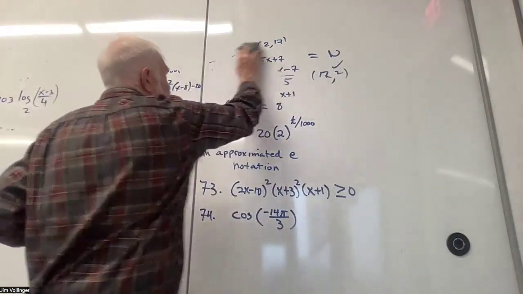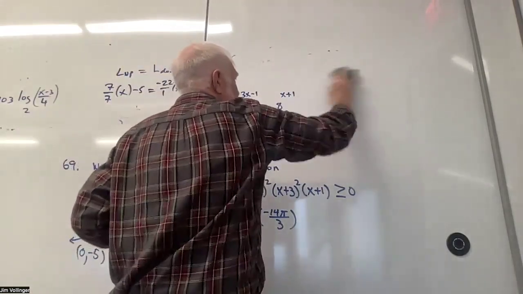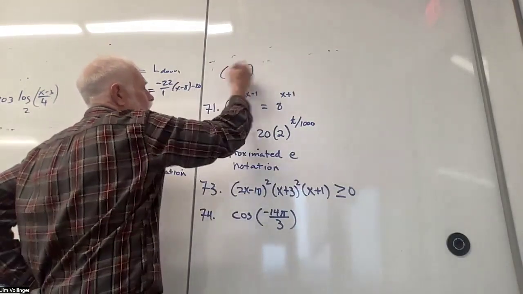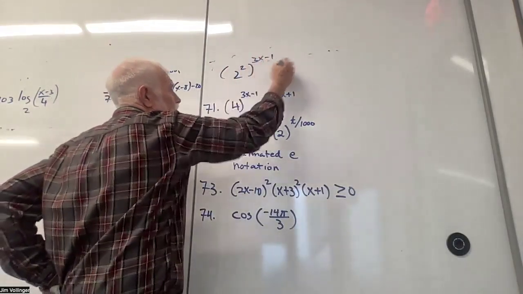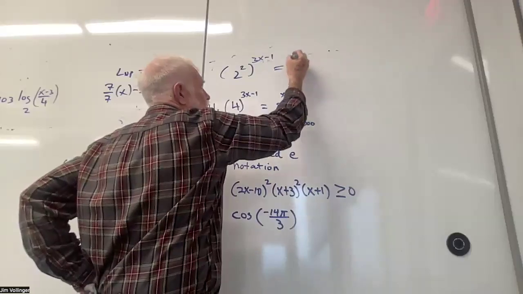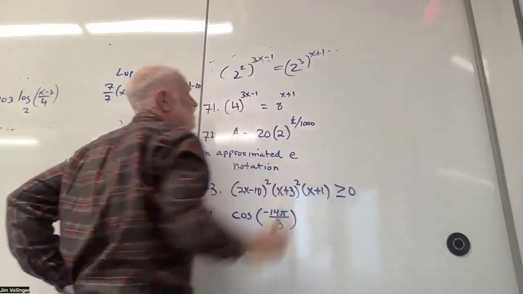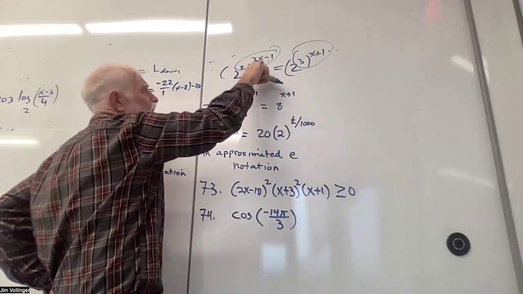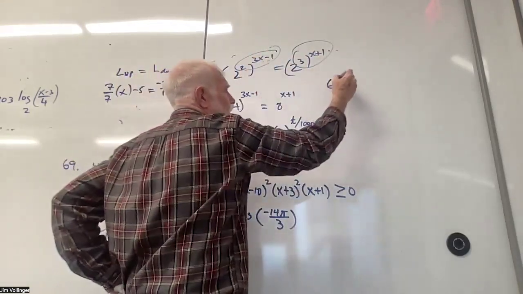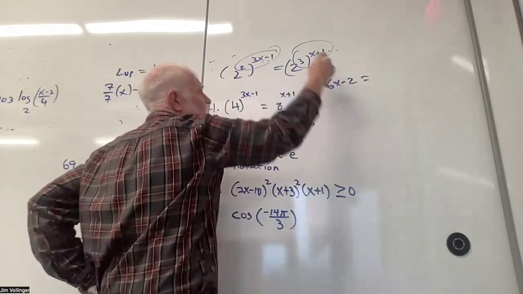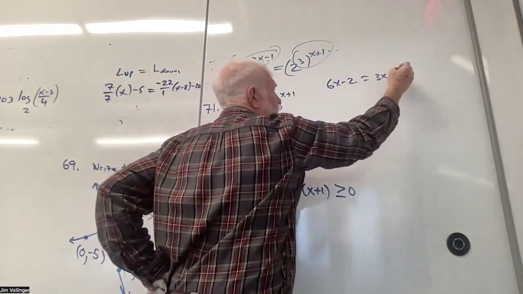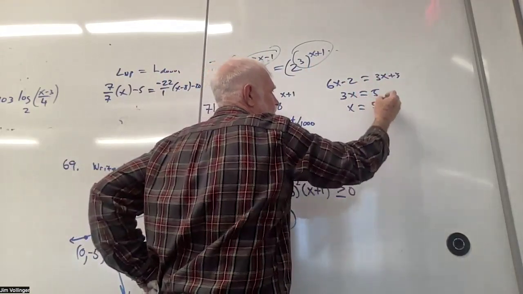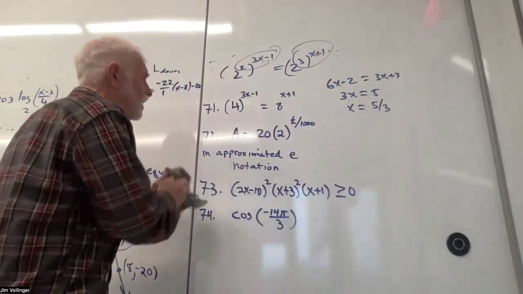Oh boy, I am not going to do this video again. I hope I don't make a real careless error. 4 is 2 squared to the 3x minus 1. 8 is 2 to the 3 to the x plus 1. The bases are the same, so the exponents have to be equal. 2 times 3x is 6x minus 2. Has to equal 3x plus 3. So I got 3x. Over here I got 5, so x equals 5/3. Should be the answer. All right, let's take care of that one.